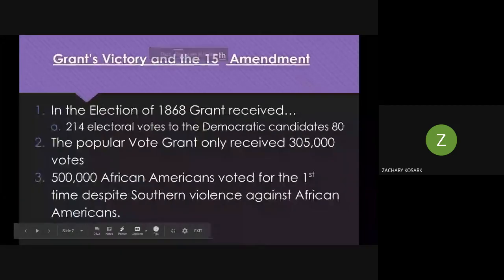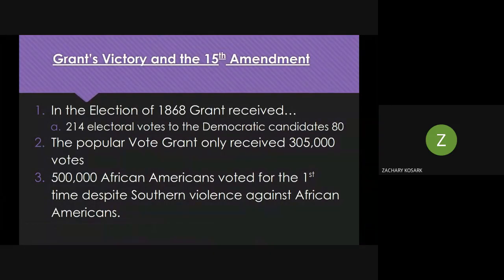This is something that is not going to be resolved very well, obviously, by Andrew Johnson. But in 1868, Ulysses S. Grant is elected president, and in the popular vote, Grant only receives 305,000 votes, but he gains a vast majority of the Electoral College votes because the northern states have more population, so they have more Electoral College votes. That leads him to a pretty easy victory over the Democratic candidates.